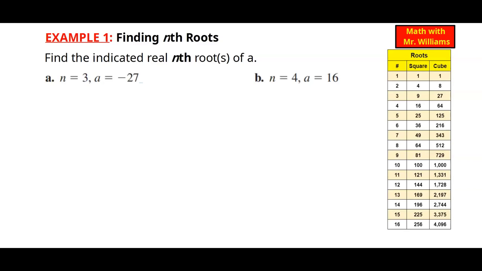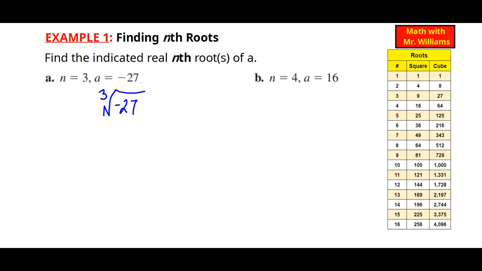Example 1, finding nth roots. Find indicated real nth root or roots of a. So we have letter A, n equals 3 and a equals negative 27. So the index is the 3, so we can write that as 3 rooted negative 27.